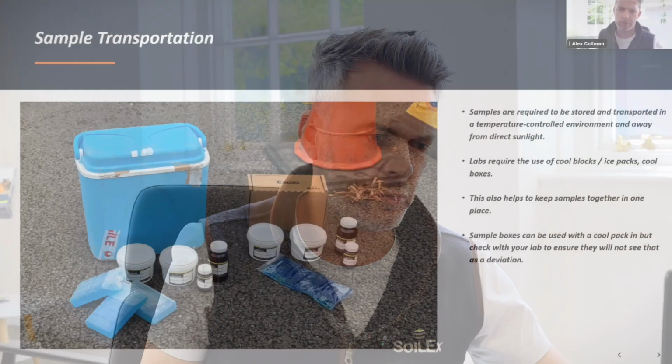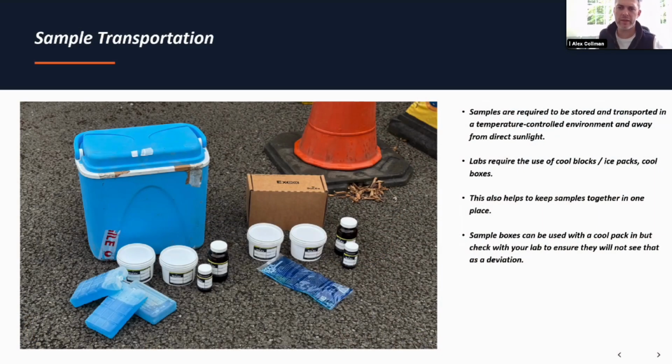The transportation of samples is also very, very important. Accreditations with labs dictate that soil samples and asphalt samples do need to be temperature controlled. They need to make sure that soil samples aren't affected by direct sunlight. You need to have ice packs, cool packs, or cool blocks in however you're transporting your soil samples and your asphalt samples as well. Again, if they turn up to a lab without that, the lab is very likely to provide a deviation on your results, which can mean that the results aren't valid.